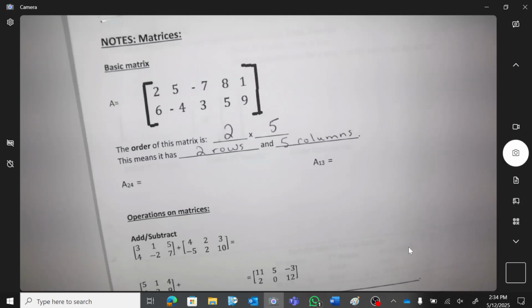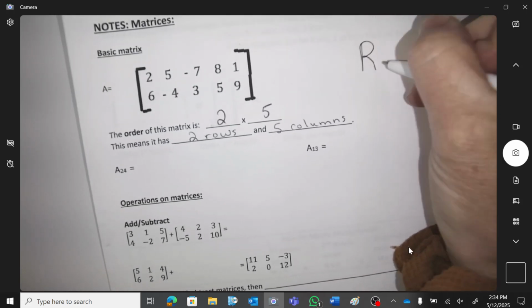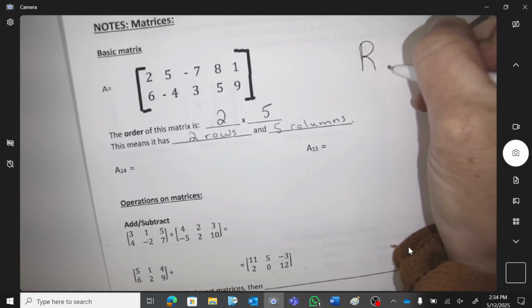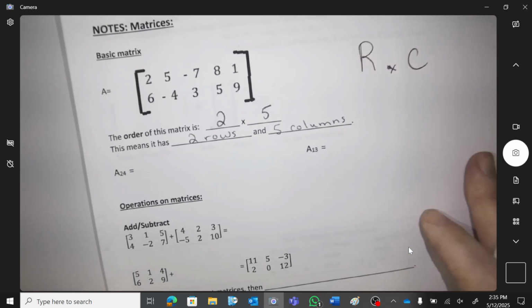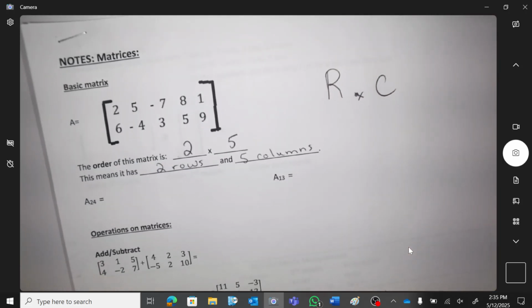Okay, so this is how I always remember it. Rows, then columns, like that's how it's always going to be. Rows, columns. I always remember it because of the city, Rapid City.